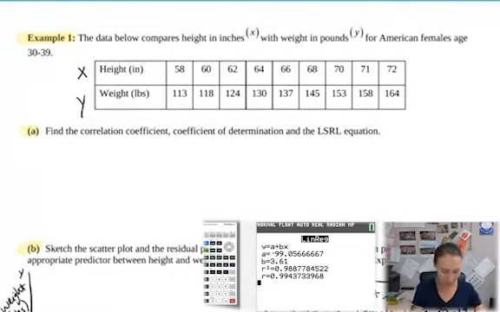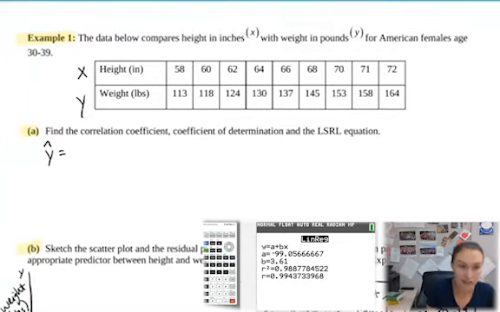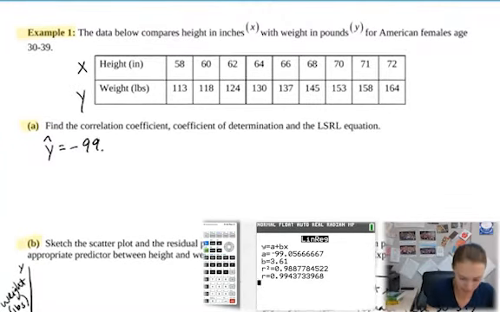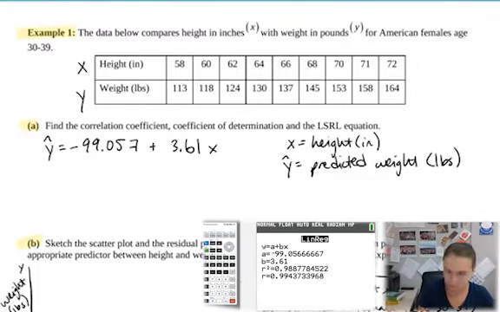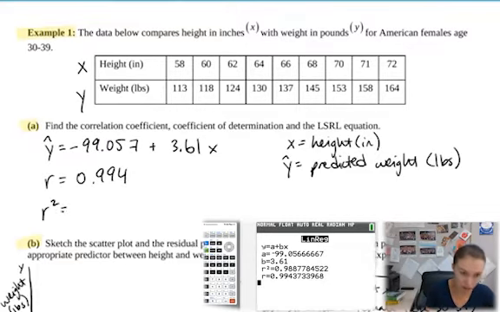So here's all the information I need for part A. So y hat is going to be negative 99.057 plus 3.61x. And again, we need to define those variables. X is height in inches, and y hat is predicted weight in pounds. It's important you put that. Okay, our r squared and r, so r is our correlation coefficient, is 0.994, seems strong, and r squared is 0.989.